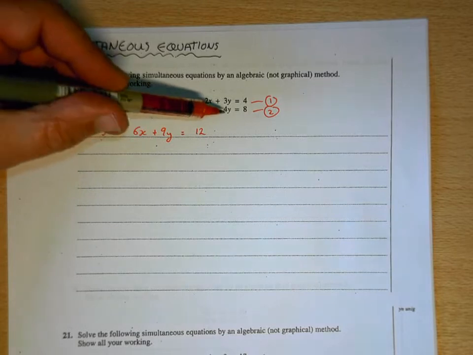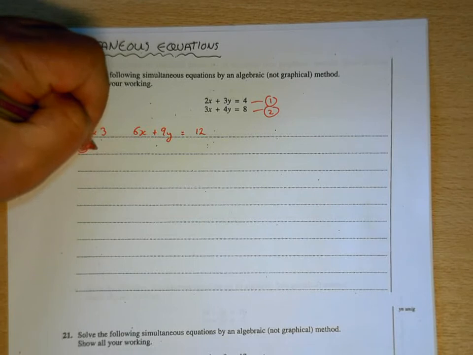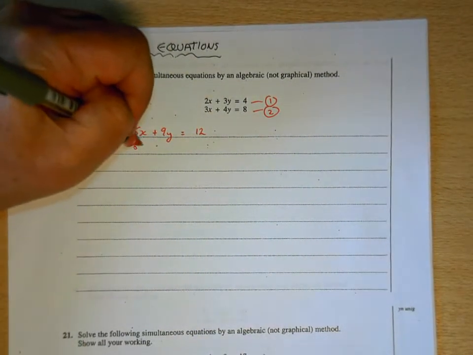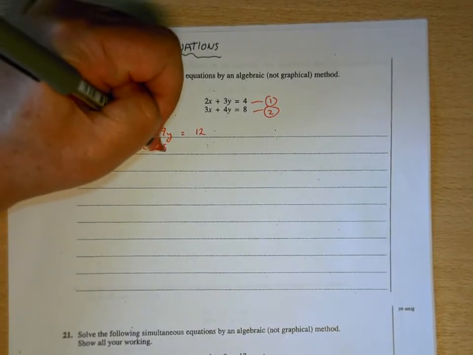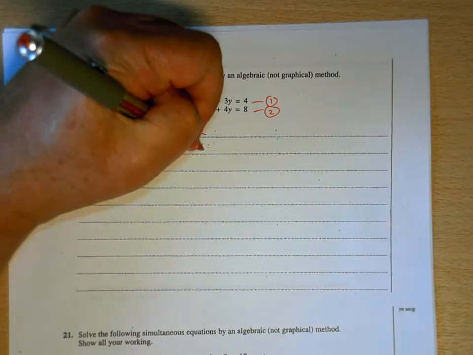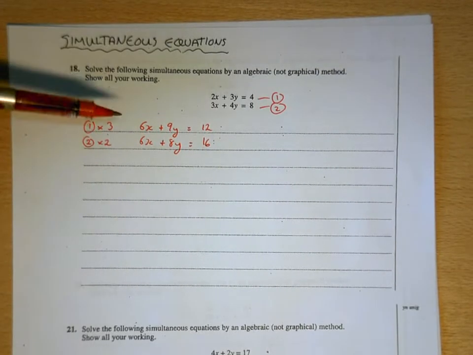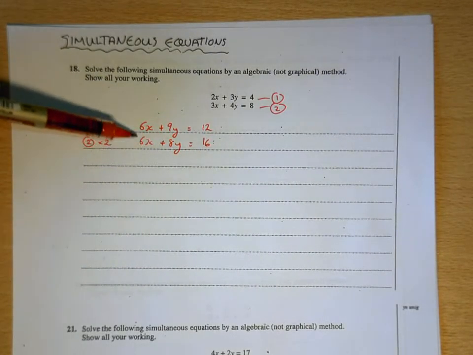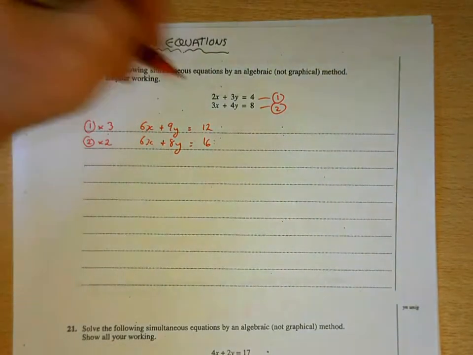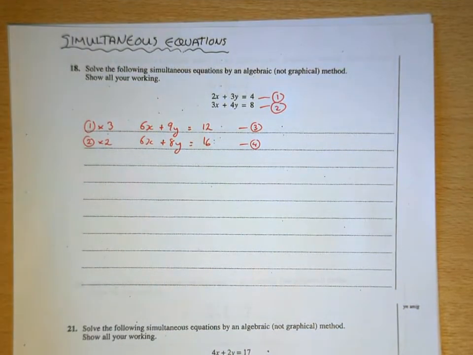And then I multiply the second equation by the number in front of the first x. So I'm going to multiply the whole of the second equation by 2. So equation 2, I'm multiplying by 2. And then I get 2 times 3x is 6x, 2 times 4y is 8y, and 2 times 8, which is 16. Now what that does is achieve the first aim, which is to make these the same. Now that I've created two new equations, I will label those equation 3 and equation 4.